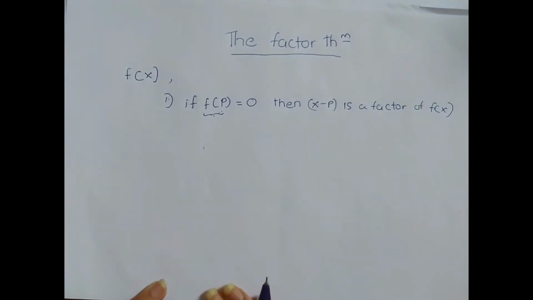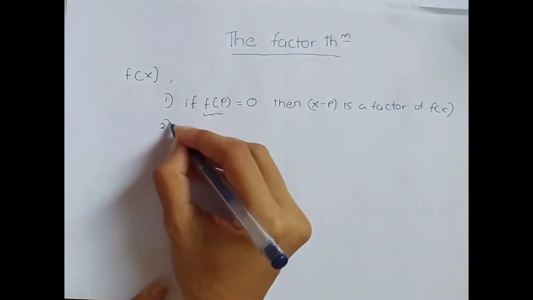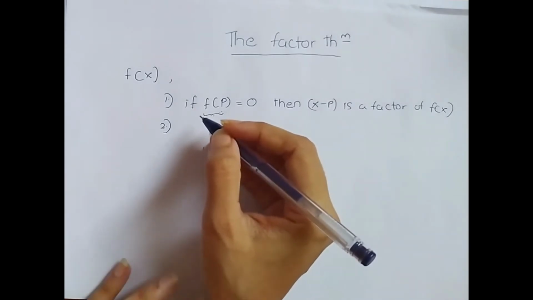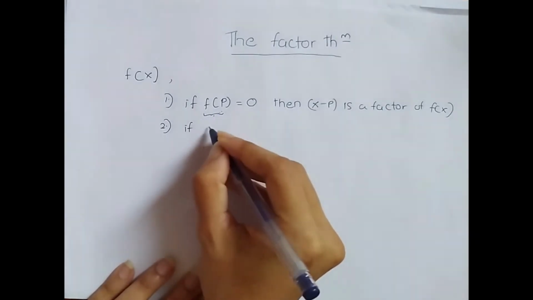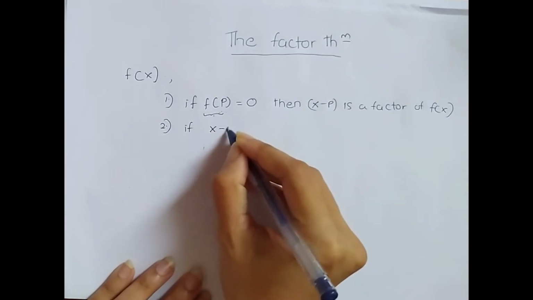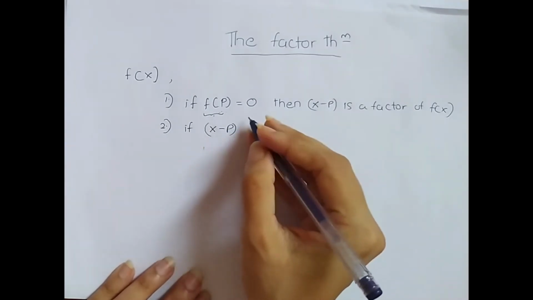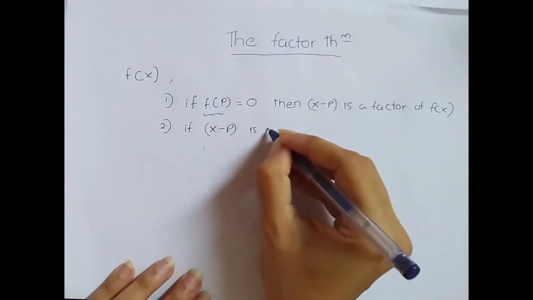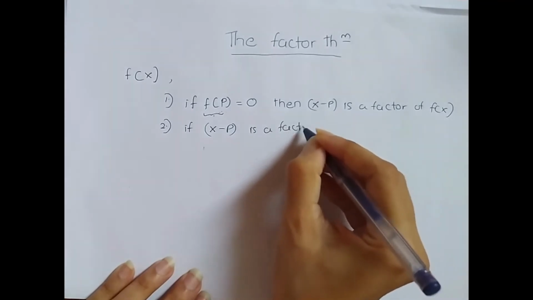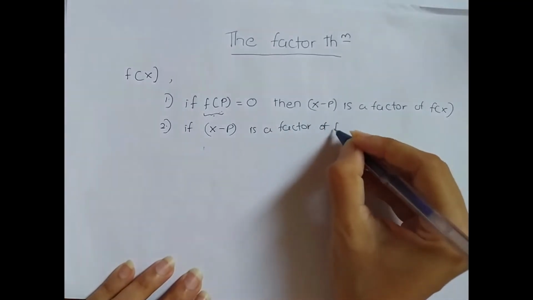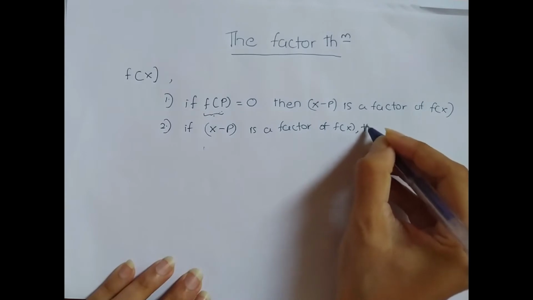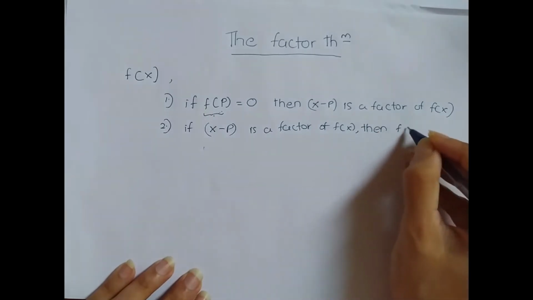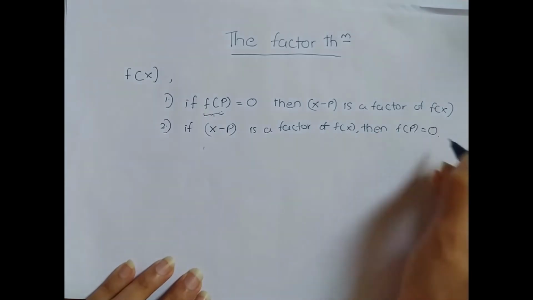And then in the second one, if x minus p is a factor of f(x), then f(p) is equal to 0.